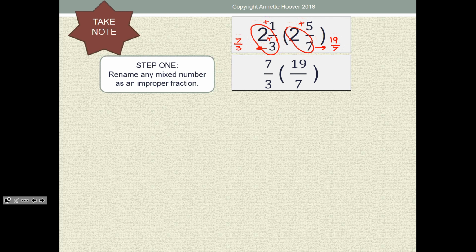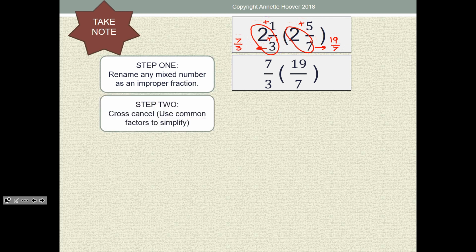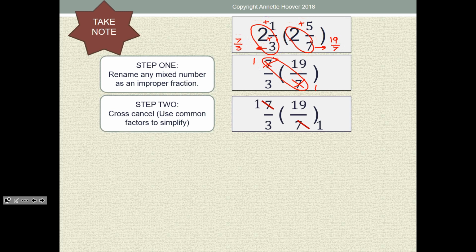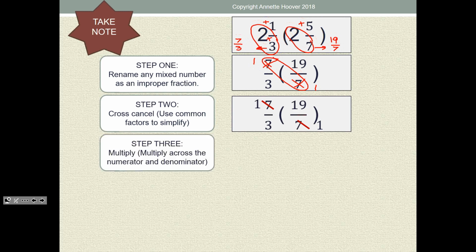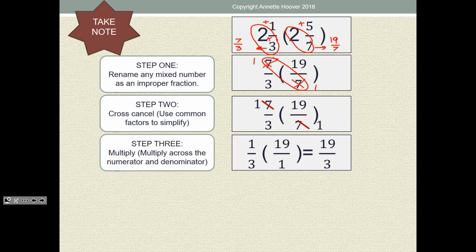Now we're left to see if we can cross-cancel anything to make our life easier. With this numerator and denominator pair here, both of these numbers are divisible by 7. 7 divided by 7 is 1. 7 divided by 7 is 1. That leaves us 1/3 times 19 first. Now we're ready to multiply across. 1 times 19 is 19. 3 times 1 is 3, so we have 19/3.